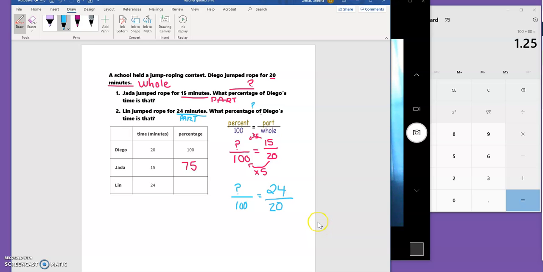Okay, it's important to notice that we can have a larger number on top than the bottom. So it all comes down to determining, is this telling me the part or the whole? We've already identified that we are multiplying our original denominator of 20 by 5. And so I'll repeat that here to find the percent amount. 24 times 5, which is 120%.